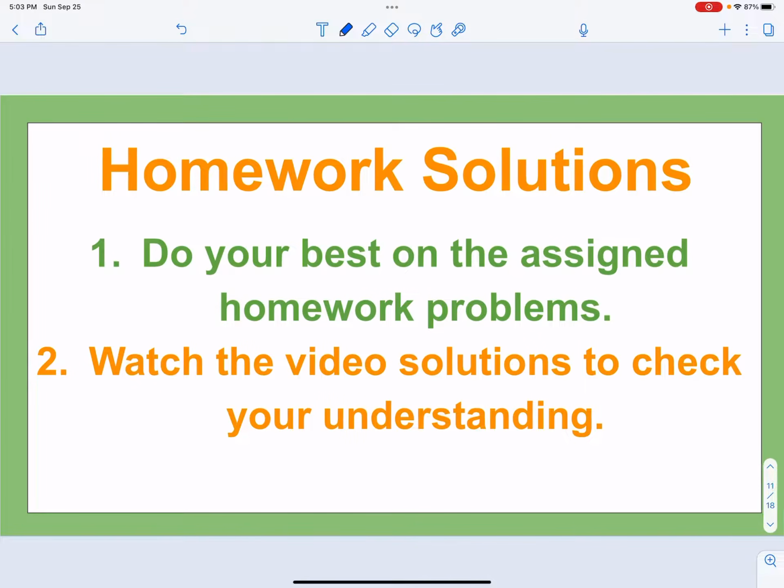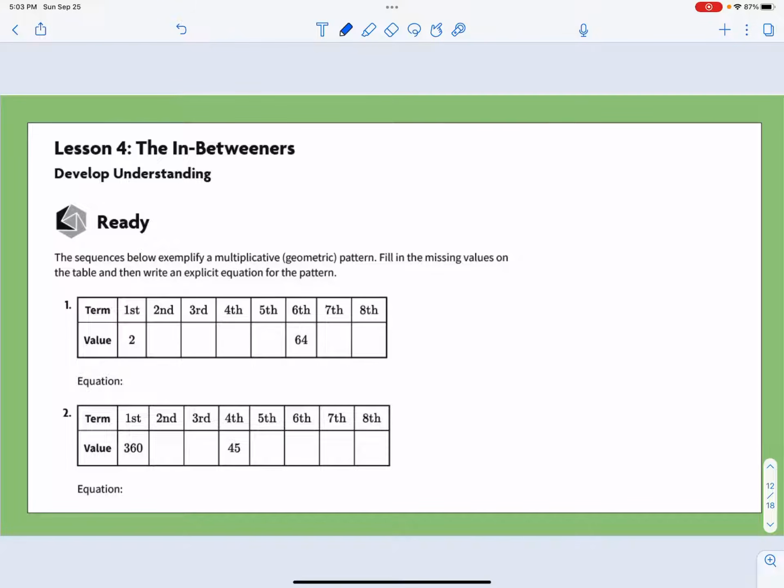All right. So now let's take a look at your homework. Hopefully you've already done that on your own, and you're just here to kind of check and make sure you're getting the hang of it. So let's take a look at tonight's homework problems.